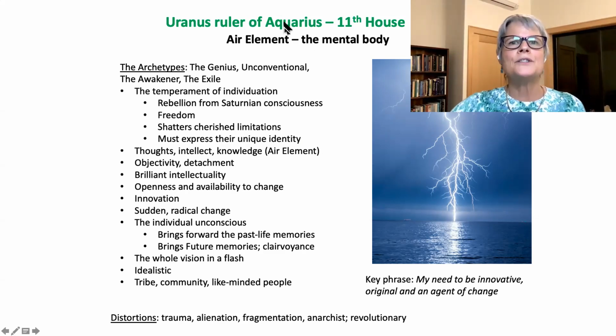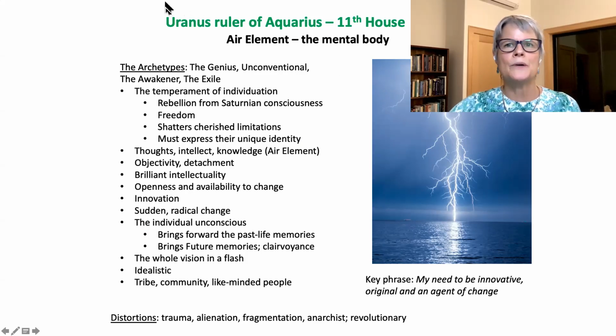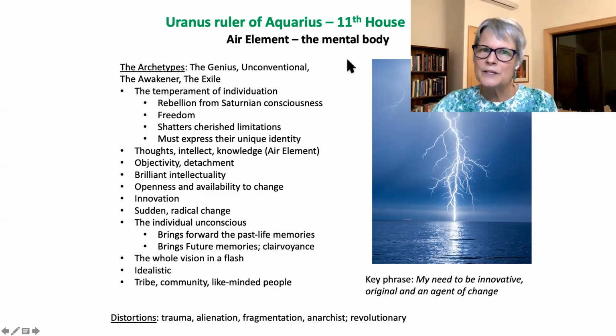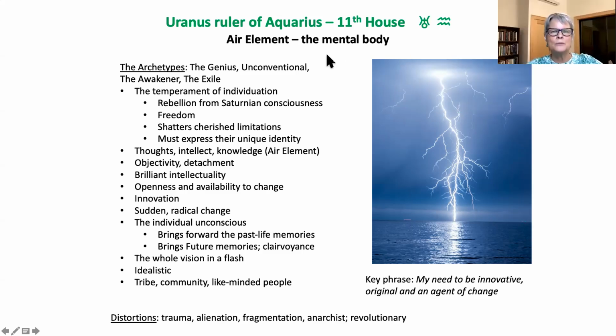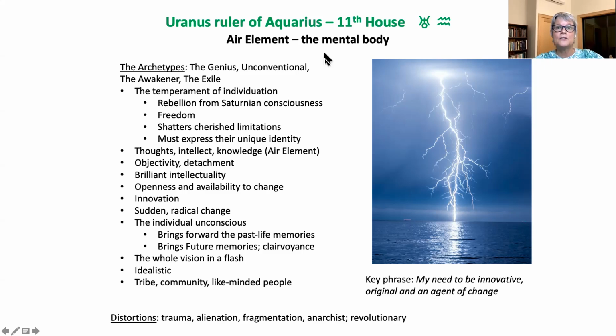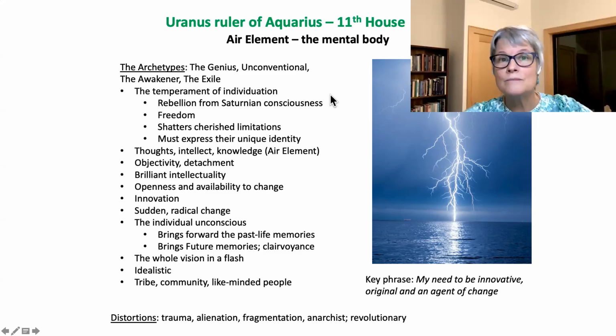So Uranus rules the 11th house, and it rules Aquarius. Here's the symbol for Uranus, and here's the symbol for Aquarius. It is the air element, which rules the mental body. It is a fixed modality, which definitely qualifies the air element. The archetypes would be the genius and unconventional, the awakener, and the exile are some common archetypes.